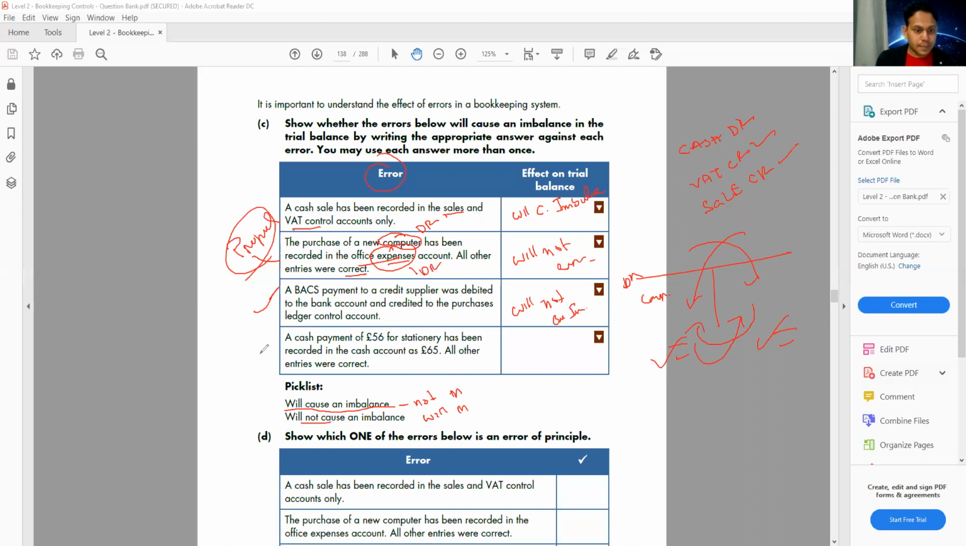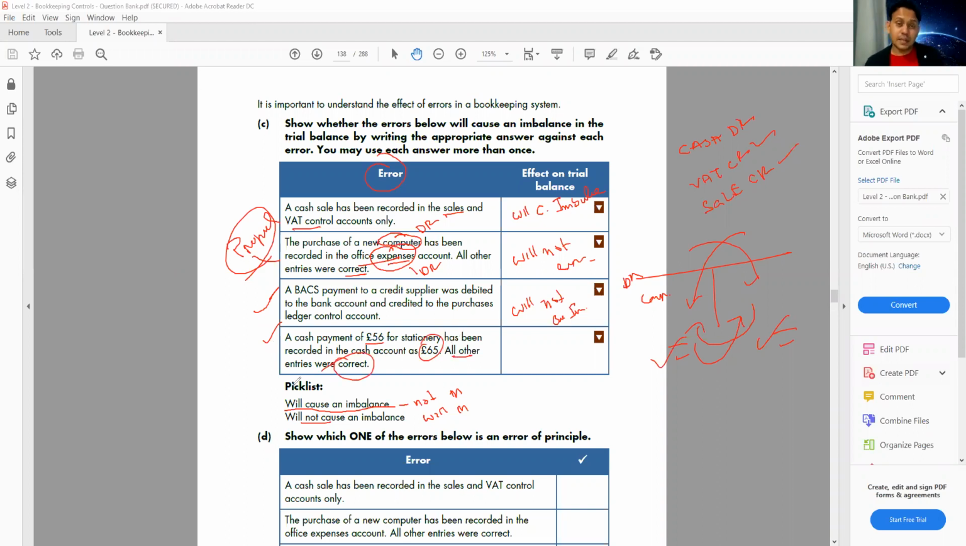Okay. Number 4. The last one. They're asking a cash payment of 56 for stationery has been recorded in the cash account as 65. All other entries were correct. I paid 56, but I wrote cash, I paid 65. The other side I wrote correctly. So what will happen? If my debit and credit figure is not same, my trial balance will not be balanced because on the trial balance, the debit side and the credit side has to be equal. Here, I'm writing for the cash payment 65 rather than 56, but other entries I'm writing correct.